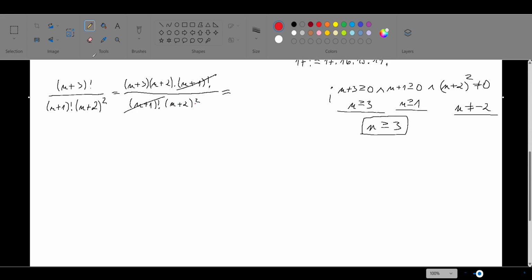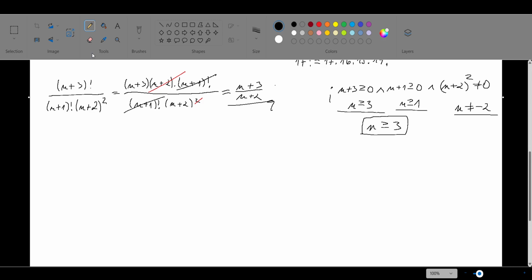N plus 2 squared means n plus 2 times n plus 2, so it can cancel one n plus 2 expression in the numerator, and our final result is n plus 3 over n plus 2. Done. Okay.